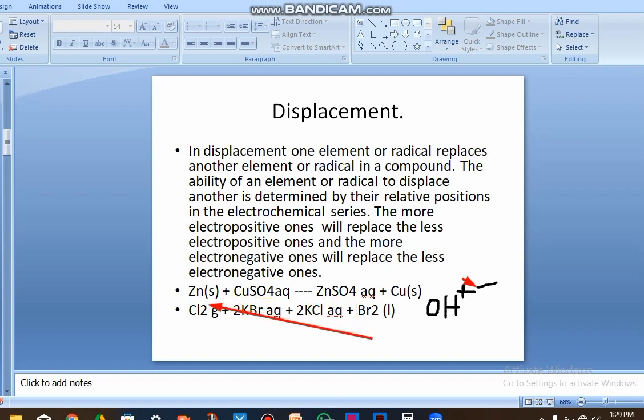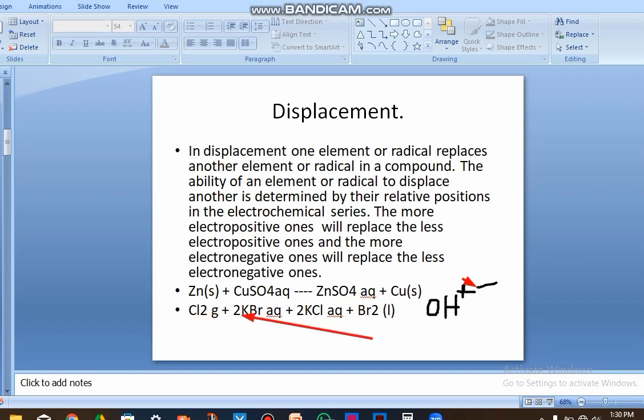So you can see that zinc is more electropositive than copper. Are you getting it now? Look at it, copper is now single. So zinc is more electropositive than copper. Write it down. Zinc is more electropositive than copper, so zinc can displace or replace copper in a chemical reaction. Write it down.